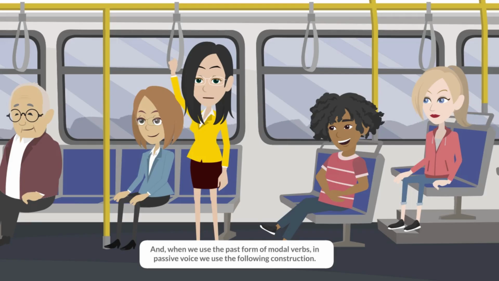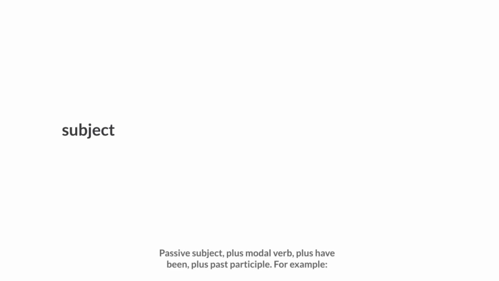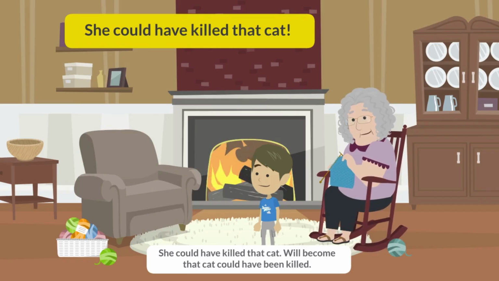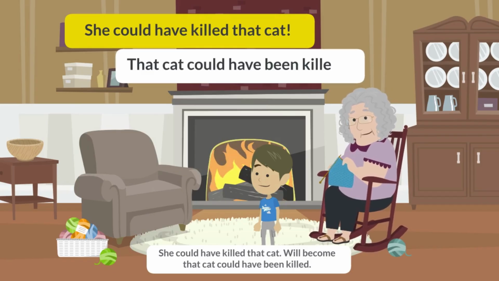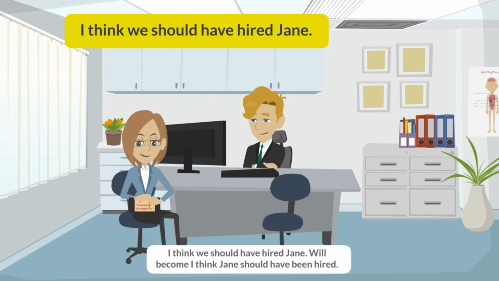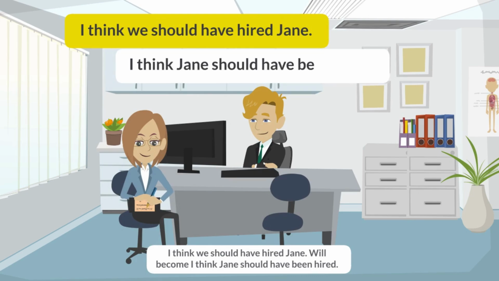And when we use the past form of modal verbs in passive voice, we use the following construction: passive subject plus modal verb plus "have been" plus past participle. For example, "She could have killed that cat" will become "That cat could have been killed." "I think we should have hired Jane" will become "I think Jane should have been hired."